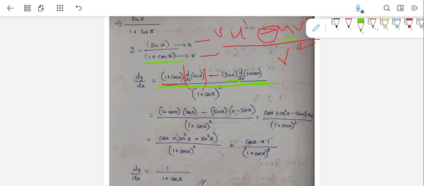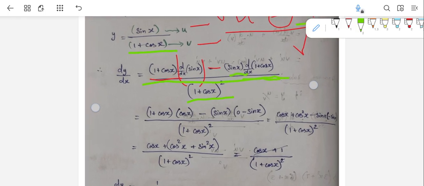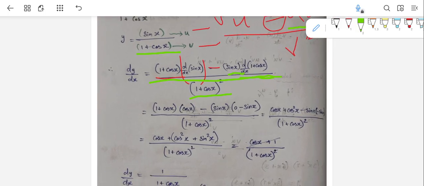So this is v, right? So 1 plus cos x whole square. That's it. Now just do the differentiation, multiply it, then subtract. You will get the answer, right? So let's see how. 1 plus cos x as it is into d by dx of sin x. We know it is cos x, right? So we get 1 plus cos x into cos x. This minus sin x as it is into d by dx of 1 plus cos x.